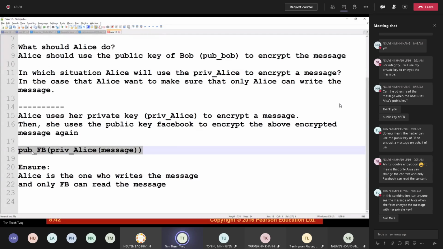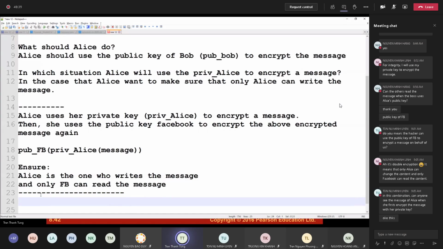Everyone else, is it okay for you? Is it clear enough? Okay. Now, I come back to the problems. This mechanism, as you can see, is quite good, but the hacker can still attack it. Please think again about that.